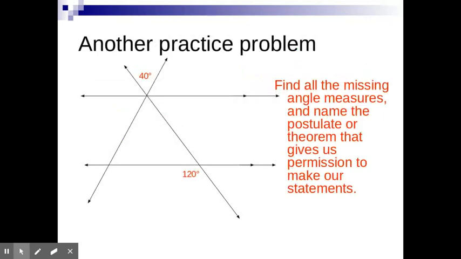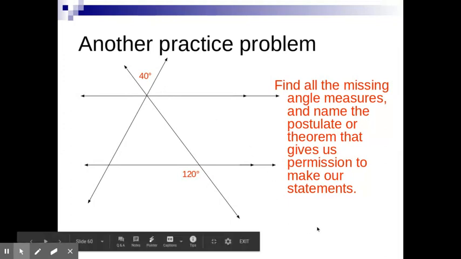So let's look at this practice problem. If you drew that, we have two parallel lines, but we have two different transversals. And they tell you this angle is 40, this angle is 120. Can you find all of these missing angles?